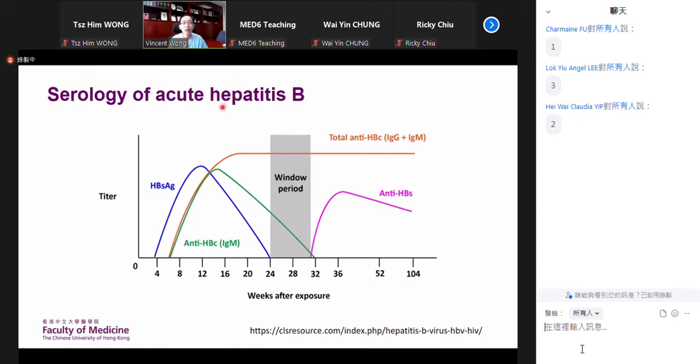Okay, very good. This is the diagram representing the serology of acute hepatitis B. So this is to illustrate what the window period means. Of course, the patient originally would still have HBsAg, but they would be able to mount an immune response to clear the surface antigen. On the other hand, the IgM would become positive. And if the patient has already lost the surface antigen, then this is called the window period, because this is a time when you can only detect the infection by the antibody.